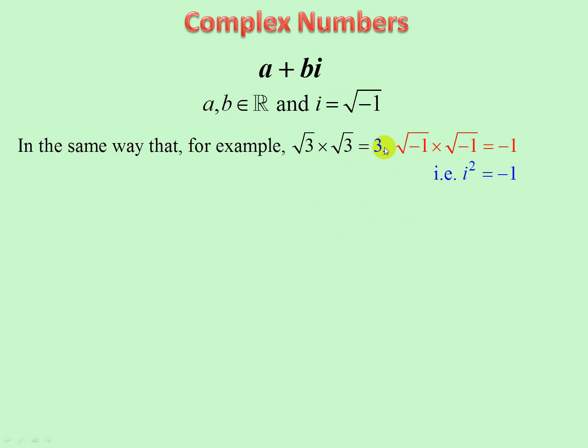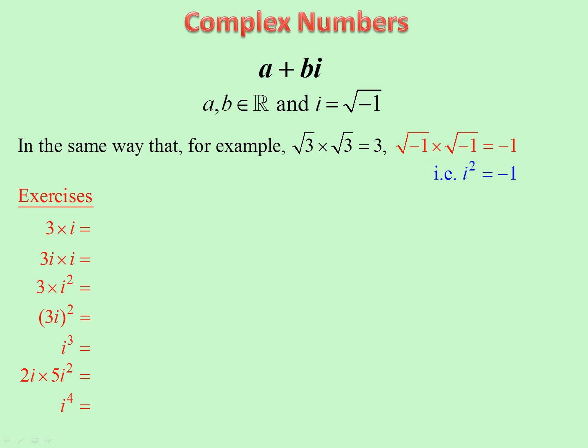Square root of 3 times square root of 3 is 3, so square root of -1 times square root of -1 is -1. Square root of -1 means the number which when multiplied by itself gives -1. Well, we're multiplying it by itself, so we get -1. Now that is i times i, so i squared is -1.